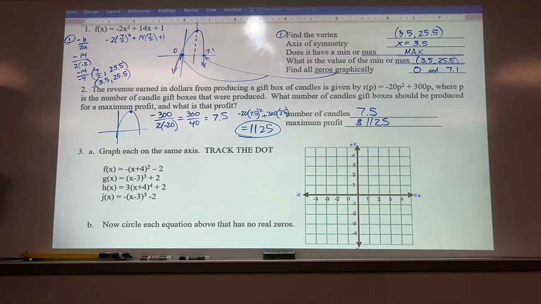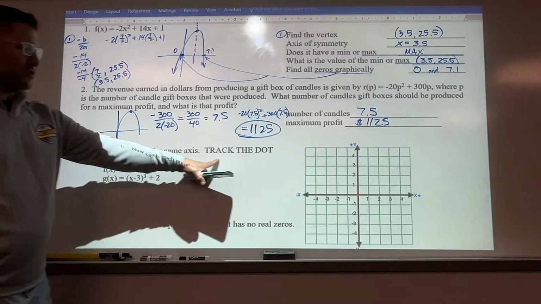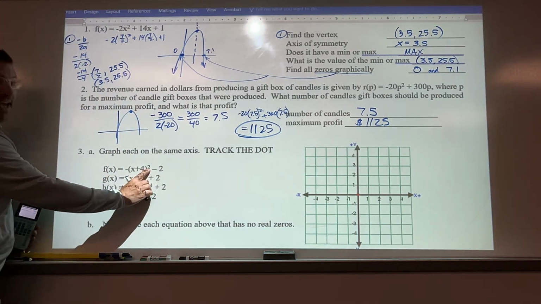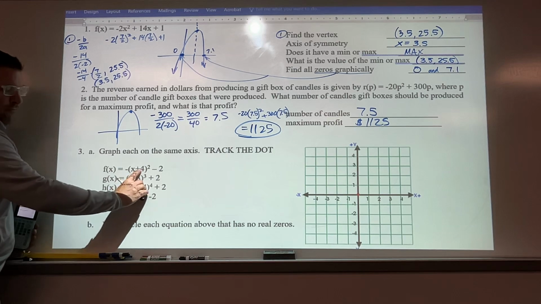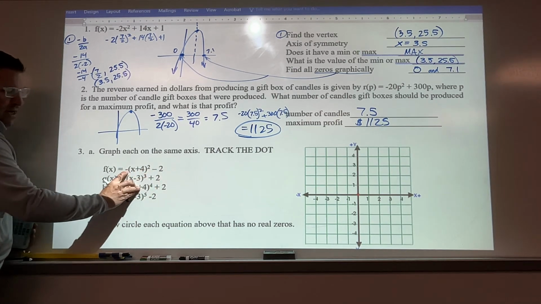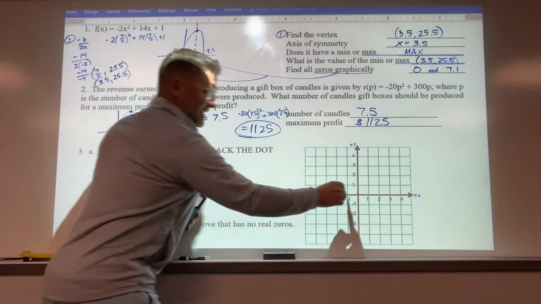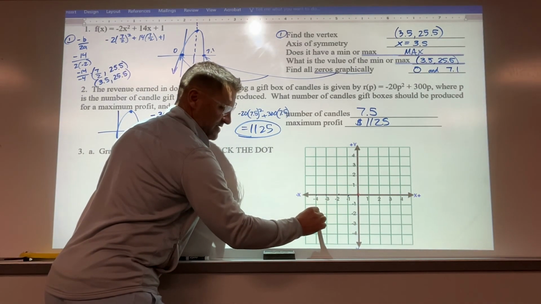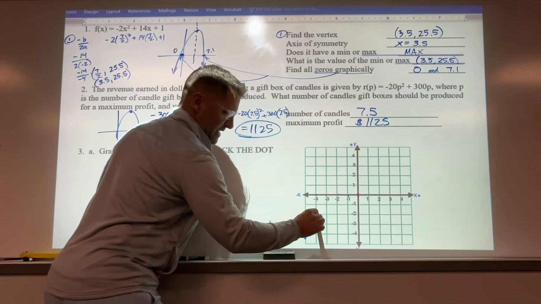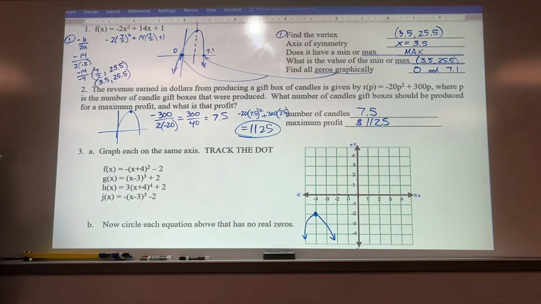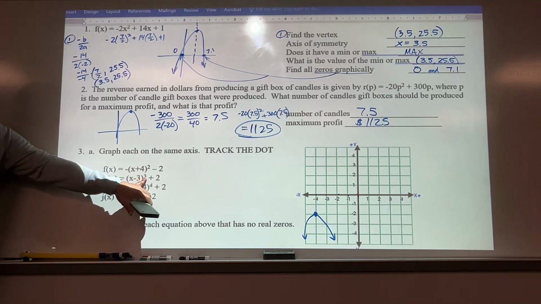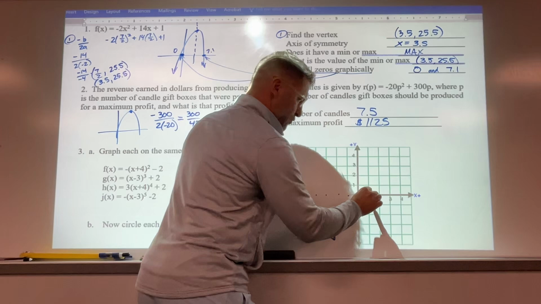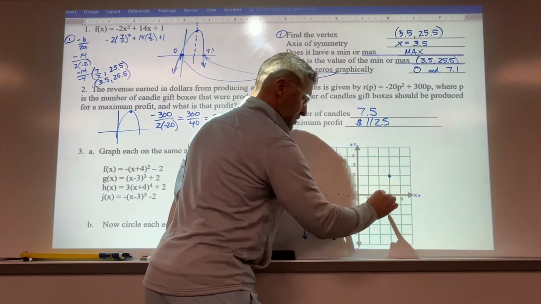All right, graph each on the same axes. This is important. Track the dot. If you don't track the dot, I'm not giving you points for it. So here's what I know. It's a U. It is 4 to the left, down 2, upside down. Here's my dot: 4 to the left, down 2. There's the dot I need to see. It's upside down. The other one is Johnny T, right 3, up 2.